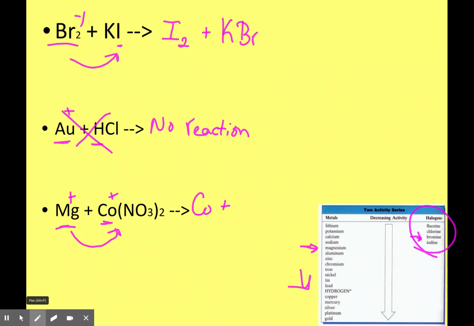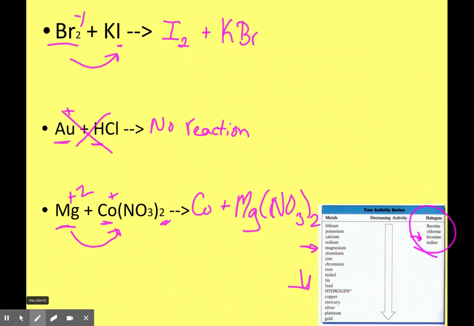And then we would put Mg with the NO3. And this is a +2. So when we crisscross down, we'd get the same thing. And that would be the reaction.